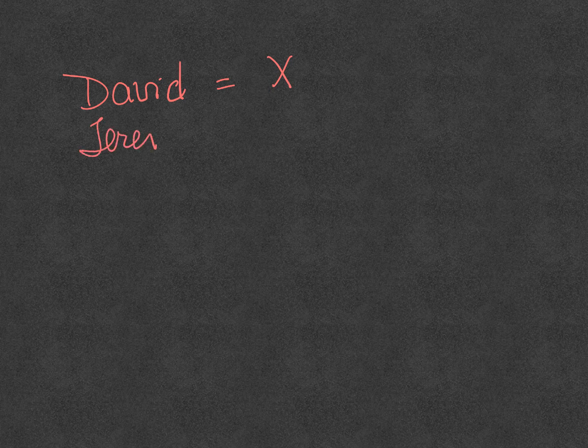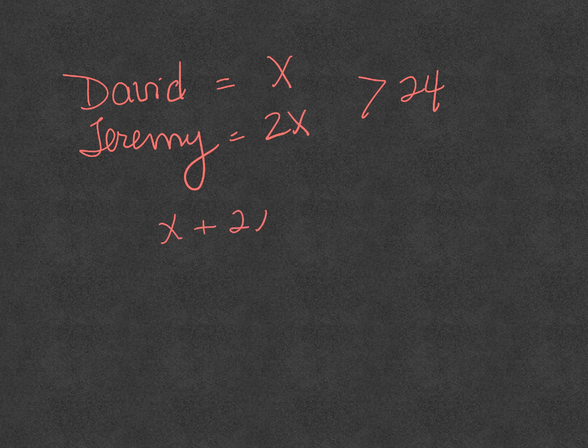B, Jeremy is twice as old as his brother David. If the sum of their ages is 24, how old are they? Well, you've got David, and I like how they represented David's age as x. And how old is Jeremy? 2 times as old as David. That's right. And what is the sum of their years? 24. Okay? So, x plus 2x equals 24. Am I correct? So I add those together and I get what?